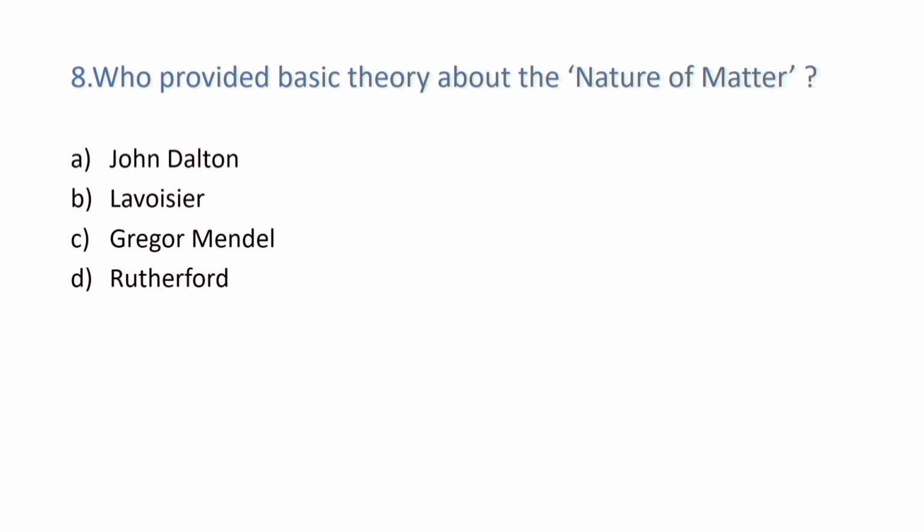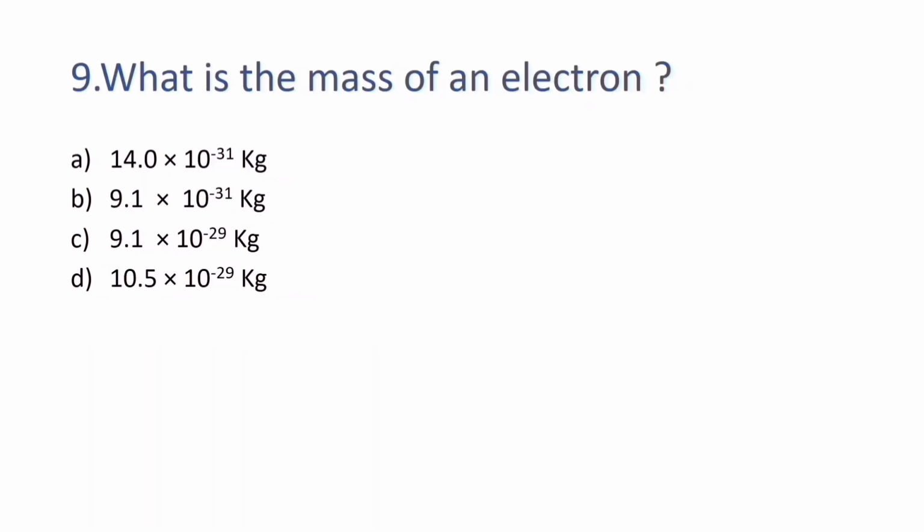Who provided the basic theory about the nature of matter? Option number A, John Dalton. Moving to the ninth question. What is the mass of an electron? Option B, 9.1 into 10 raised to minus 31 kilogram. So friends, an electron has a mass of 9.1 into 10 raised to minus 31 kilogram.